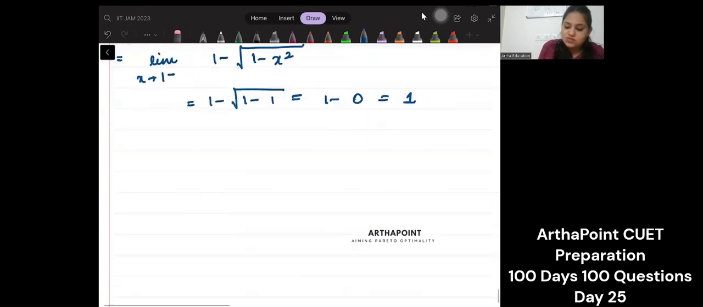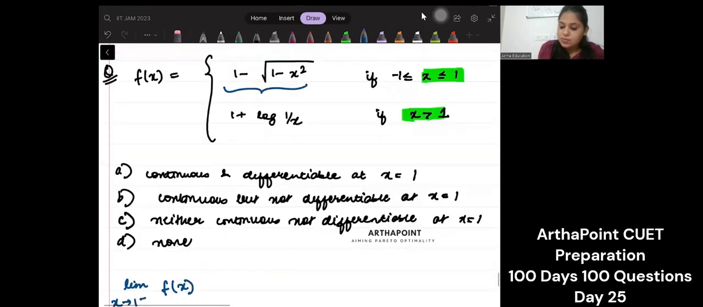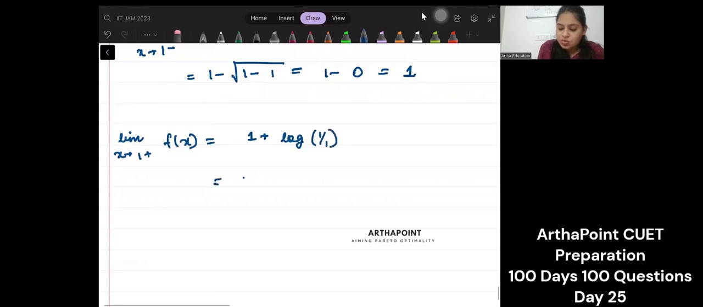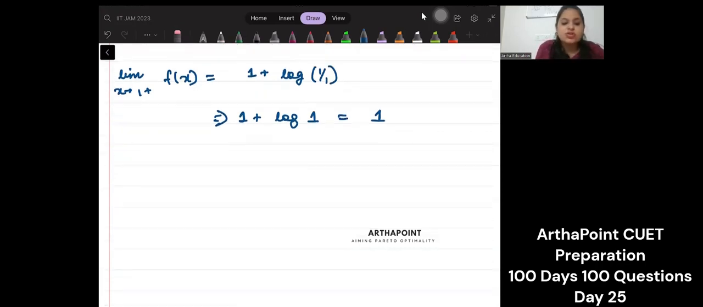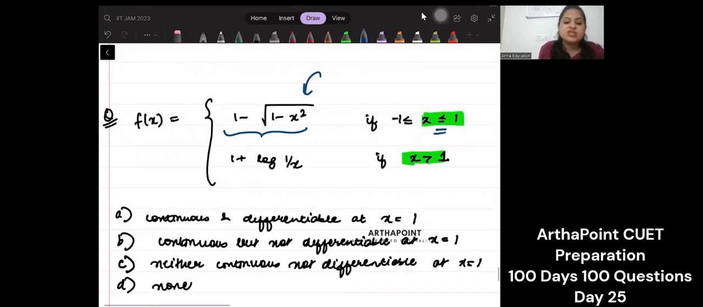Now let's approach this from the right hand side. So limit x tends to 1 plus f(x). This will be 1 plus log 1 by x, right? So 1 plus log 1 upon 1, so 1 plus log 1. That will only give me the answer as 1. So the left hand side limit is equal to the right hand side limit. And of course, when I have the function at 1, I will get this only, right? Because at 1 also, I just have this function. When x is equal to 1, I just have this function.